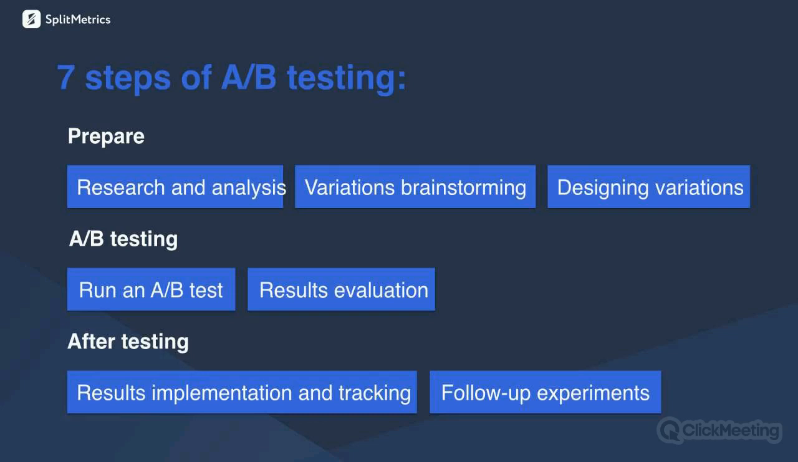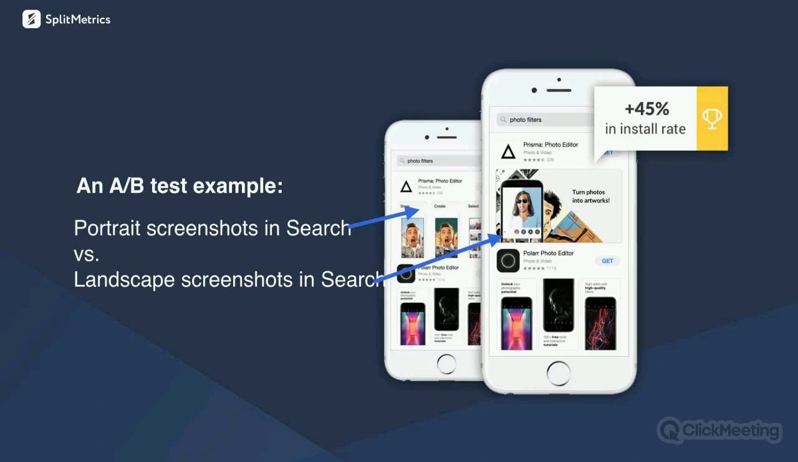And we will discuss after testing activities, how to implement results and track them, and how and why to run follow-up experiments. So using our step-by-step guide to A/B testing of your App Store product pages, I promise that you'll manage to improve your app's conversion rate and make the most out of your marketing budget. Sounds great, right? So let's get started.